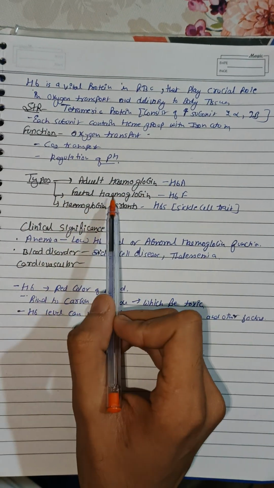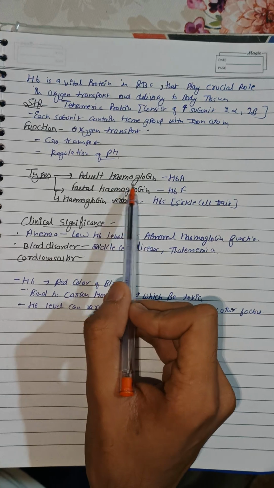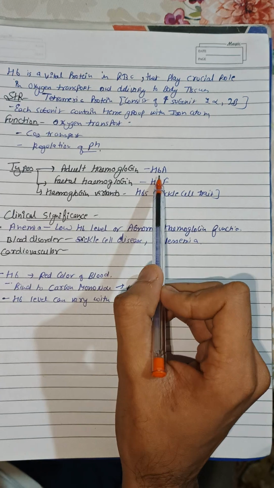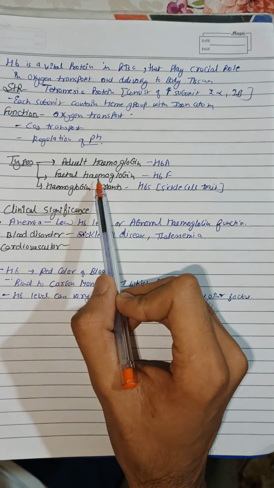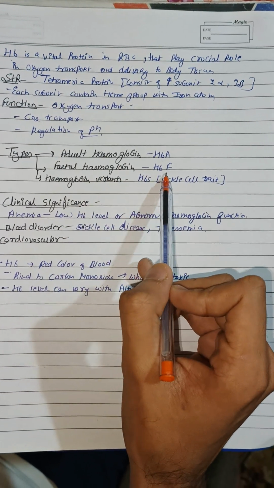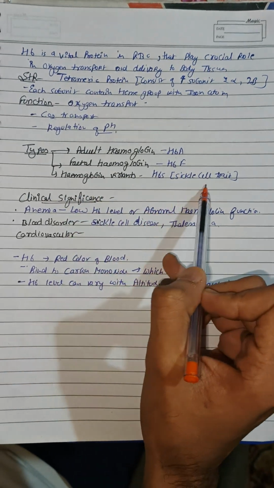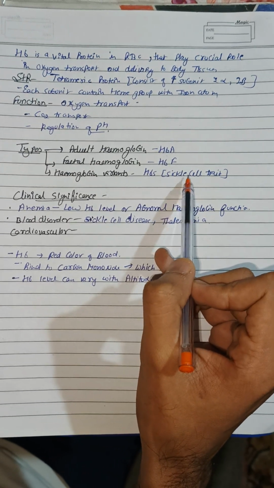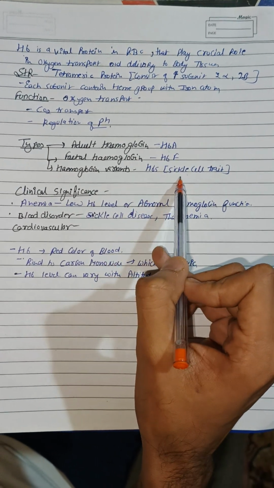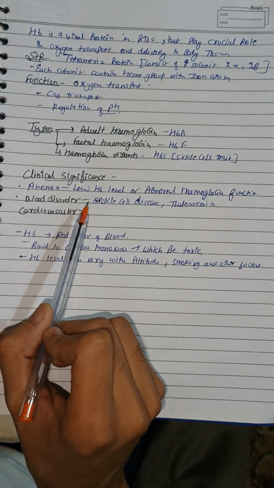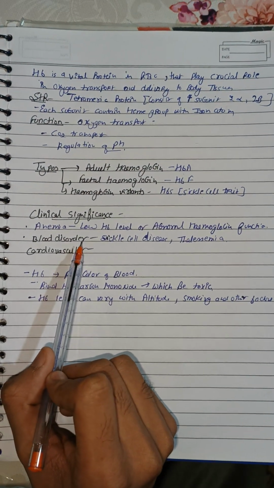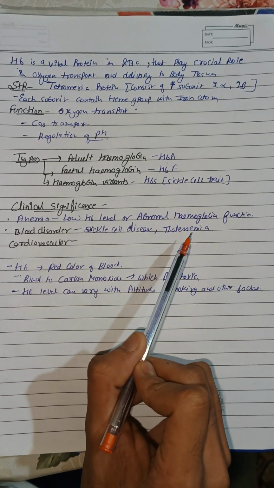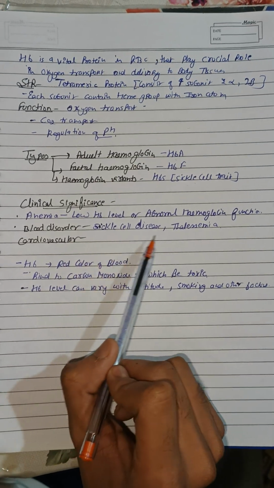What are the types of hemoglobin? There are three types of hemoglobin: adult hemoglobin, fetal hemoglobin, and hemoglobin variants. Adult hemoglobin is denoted by HbA, fetal hemoglobin is denoted by HbF, and the hemoglobin variants like sickle cell anemia trait, in which the amino acids are displaced in sickle cell anemia, its variant is HbS. Some clinical significance: if there is a deficiency of hemoglobin, then this condition is called anemia, low hemoglobin level, abnormal hemoglobin function. Some blood disorders also, sickle cell anemia, thalassemia.